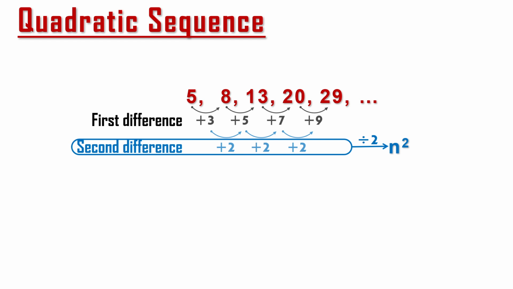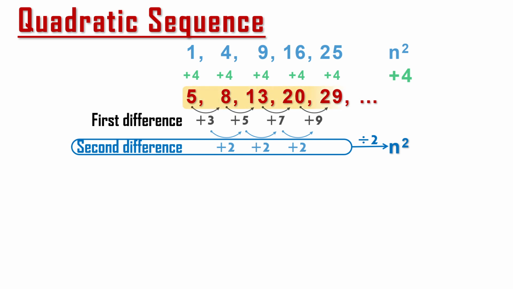Now let's write a new sequence for n squared. The values are 1, 4, 9, 16, and 25. Let's compare these values to our original sequence. To match the sequences, we need to add 4 to every term of n squared. For instance, 1 plus 4 gives us 5, 4 plus 4 gives us 8, 9 plus 4 gives us 13, and so on. So the formula for our quadratic sequence is n squared plus 4.